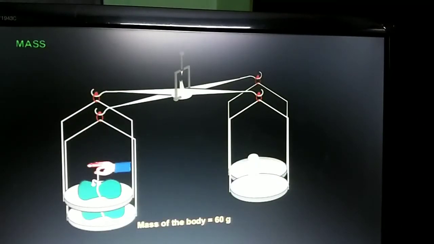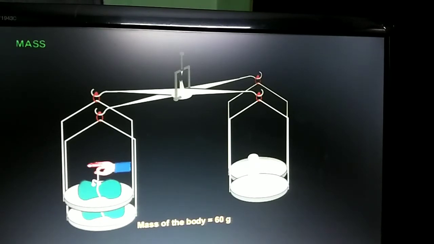Mass. Mass of a body is defined as the quantity of matter contained in the body. Since mass of a body is a measure of the inertia of the body, mass is also known as inertial mass. The SI unit of mass is kilogram, and it is measured by using a beam balance or common balance.